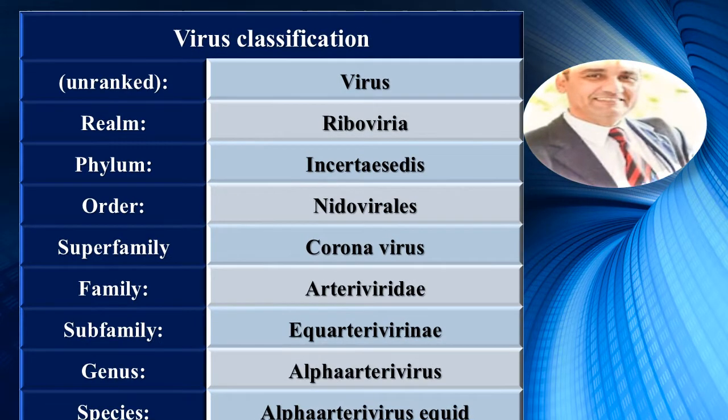The pathogenic risk factor of equine viral arteritis belongs to the viruses, realm Riboviria, phylum Pisuviricota, order Nidovirales, suborder Arnidovirineae, family Arteriviridae, subfamily Equarterivirinae, genus Alphaarterivirus, species Alphaarterivirus equid.